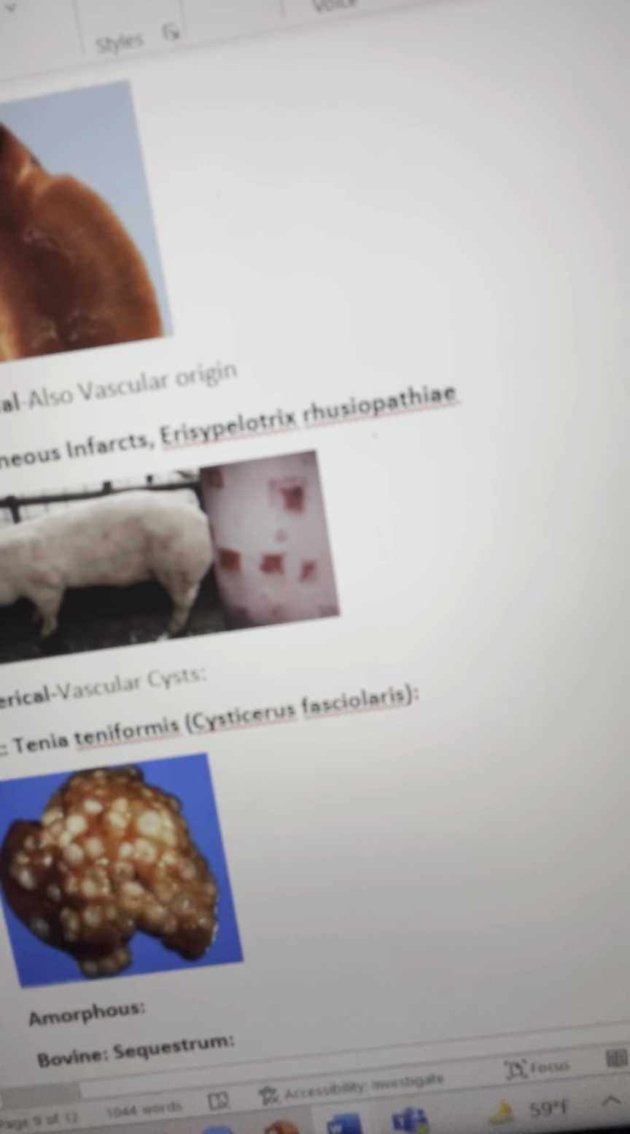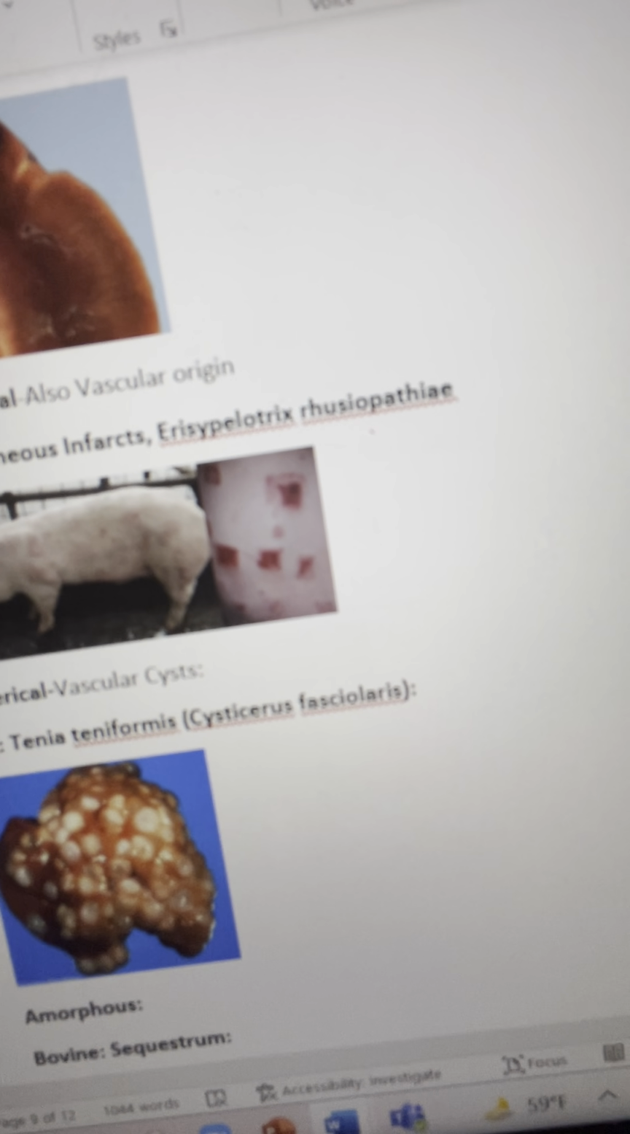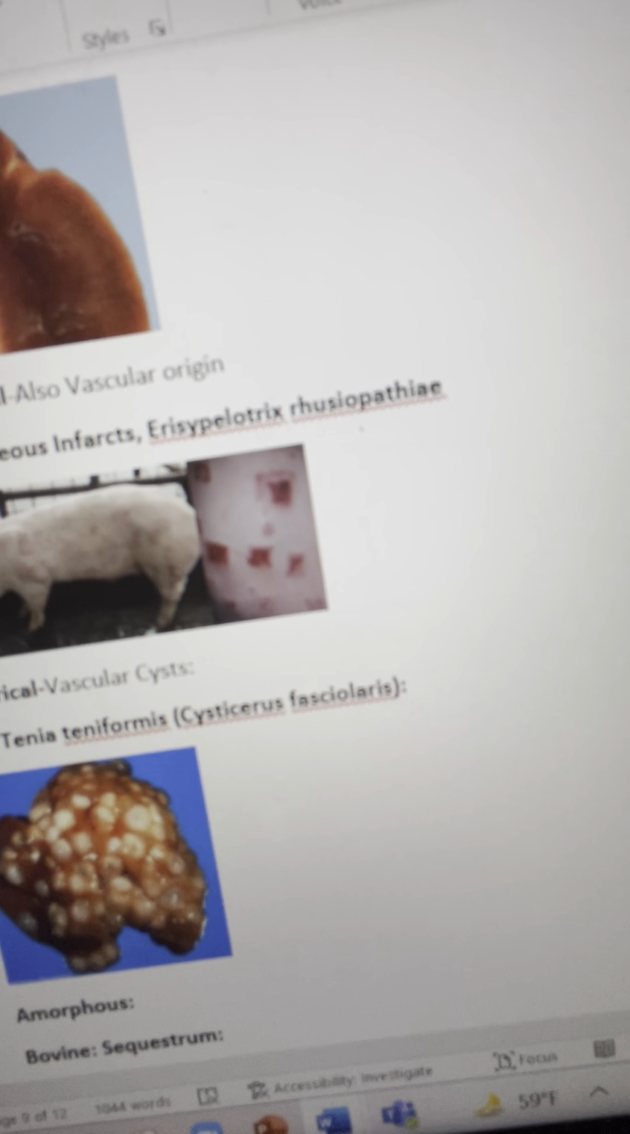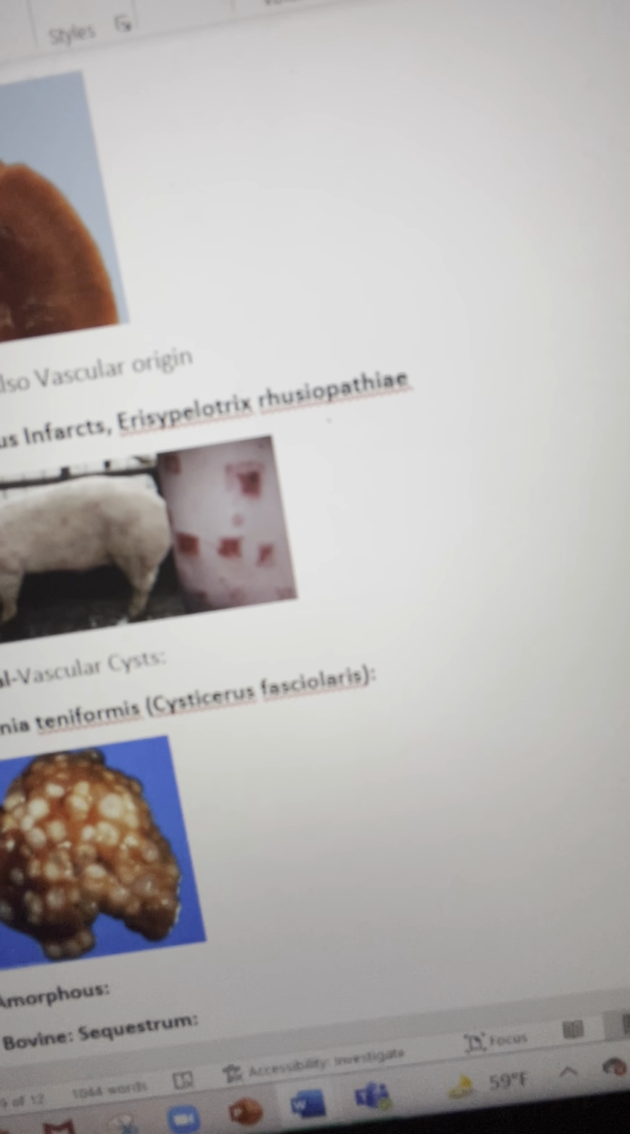So rhomboidal, also vascular in origin. So the pig has cutaneous infarcts. Then we got into spherical, vascular cyst.